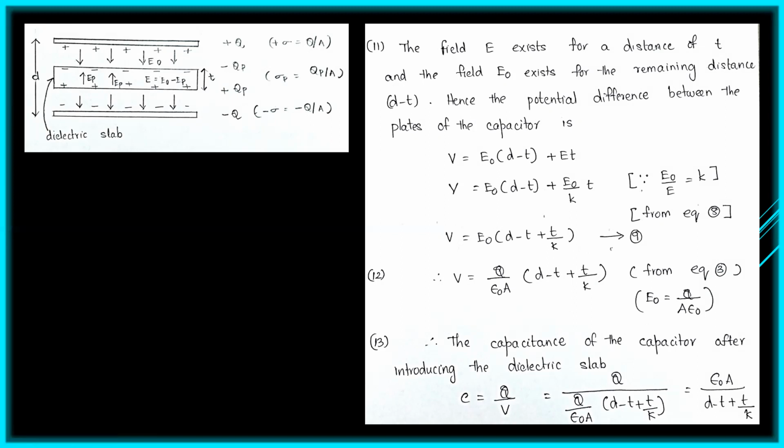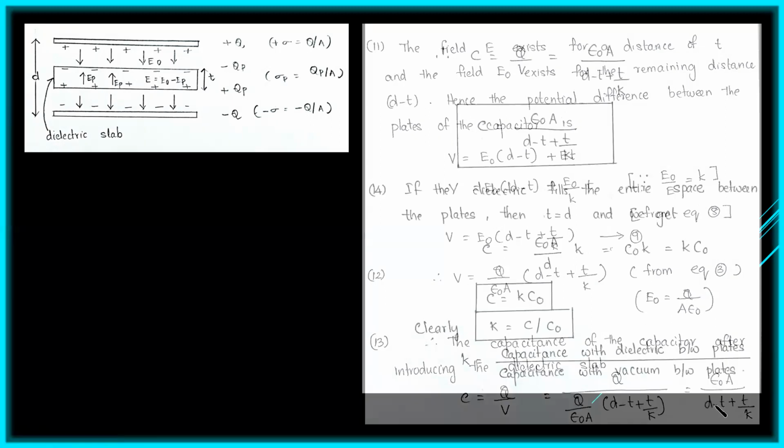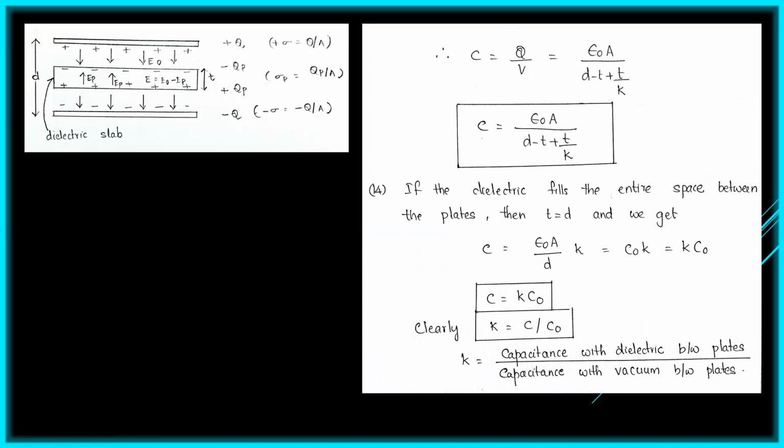Therefore, C is equal to Q by V. Q by V means potential. Potential is Q by epsilon naught A d minus t plus t by k. Therefore, Q and Q are cancelled, epsilon naught A will go up. Finally, you will get epsilon naught A by d minus t plus t by k. Then finally, we got our derivation for a parallel plate capacitor with a dielectric slab in between the plates: C is equal to epsilon naught A by d minus t plus t by k.